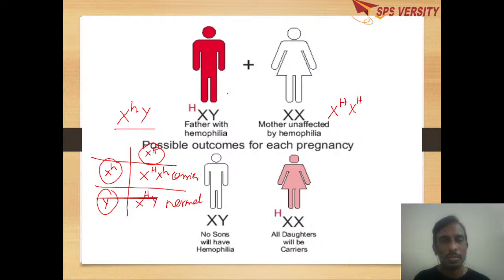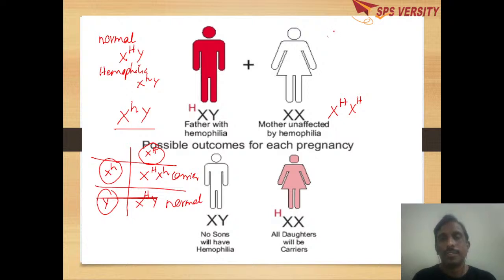That means while you are writing the genotypes for hemophilia, you can write specifically for male. Normal male, what is the genotype? X capital H Y. Hemophilic male, what is the genotype? Hemophilic male means X small h Y. There is no carrier in males.